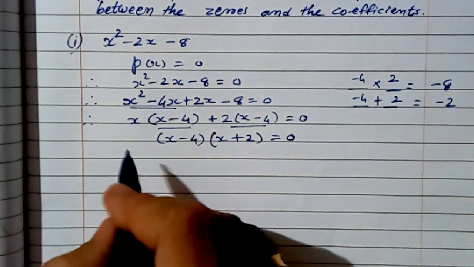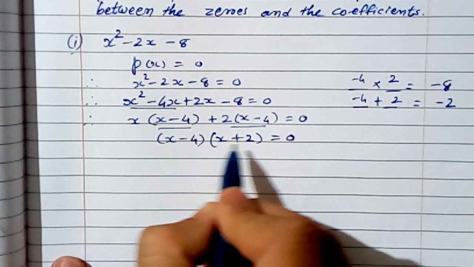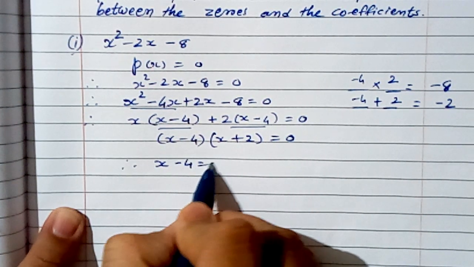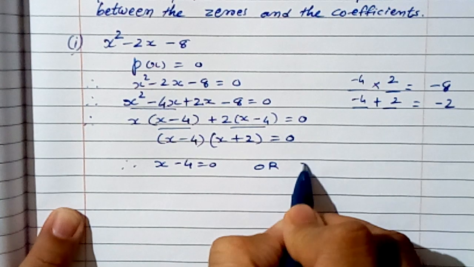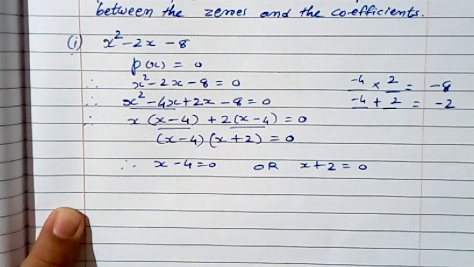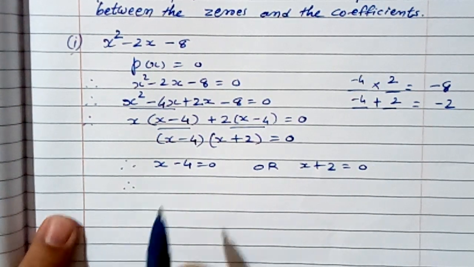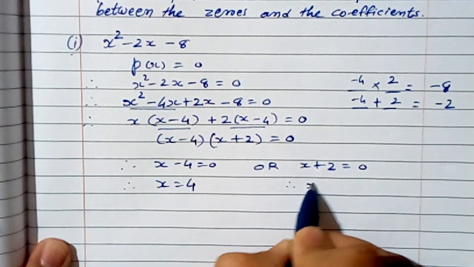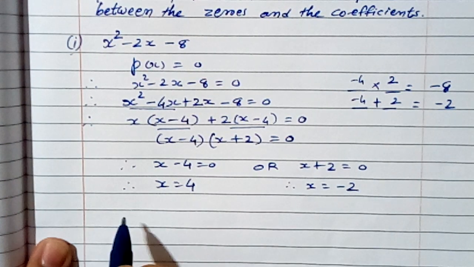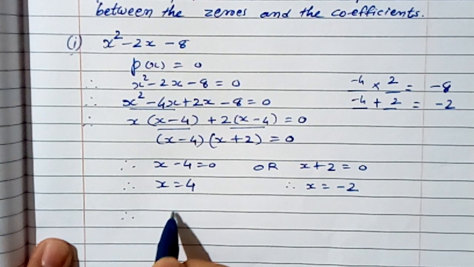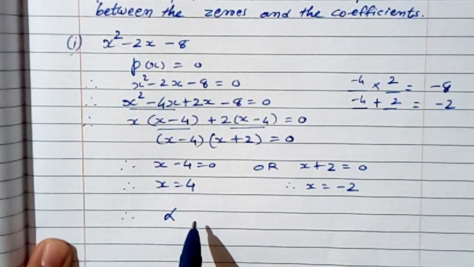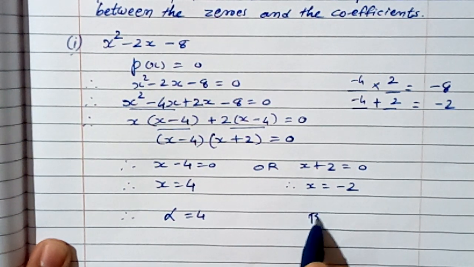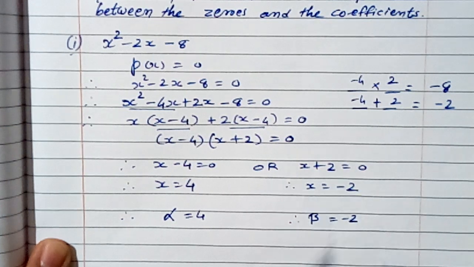That means first bracket is 0 or second is 0. Therefore x minus 4 equal to 0 or x plus 2 equal to 0. Therefore x equal to 4 or x equal to minus 2. We have to take both as alpha and beta respectively. Therefore alpha equal to 4, beta equal to minus 2.